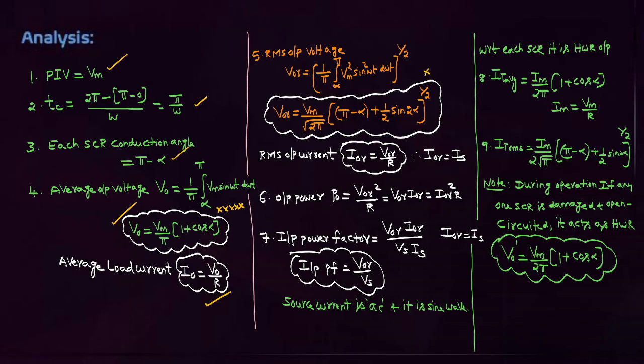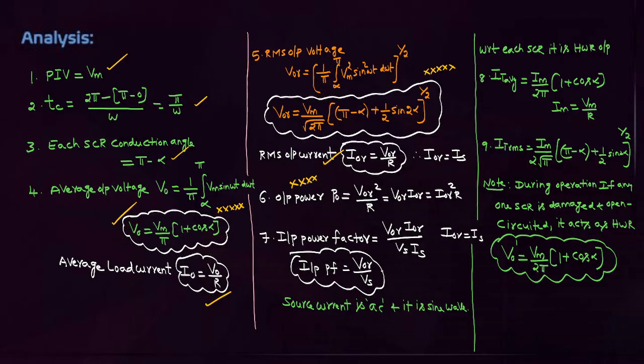This is RMS output voltage. This is also a very important formula. That is Vm by root 2 pi. But in half wave rectifier, 2 root pi. But here root 2 pi into pi minus alpha plus 1 by 2 sine 2 alpha whole to the power of 1 by 2. This is RMS current expression. This is output power. This is also very important. The output power equals V naught RMS square by R.